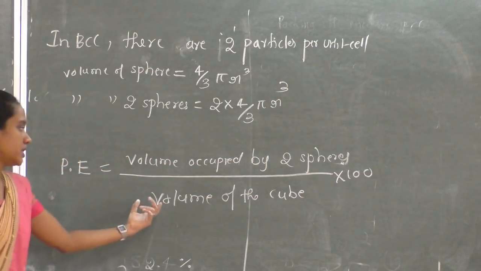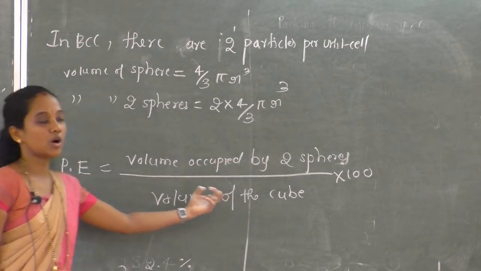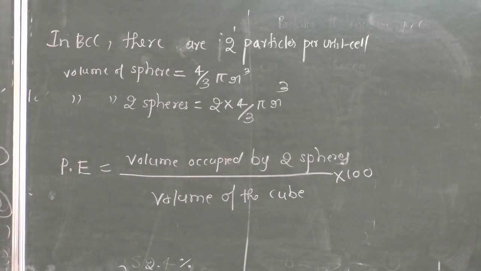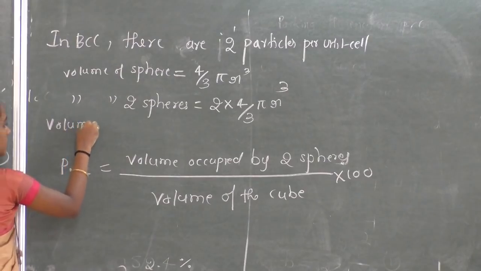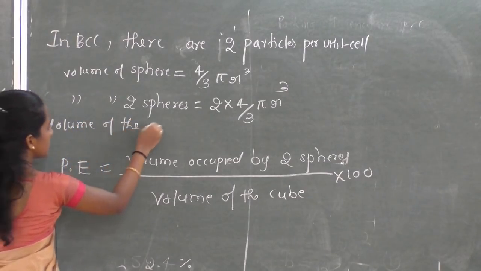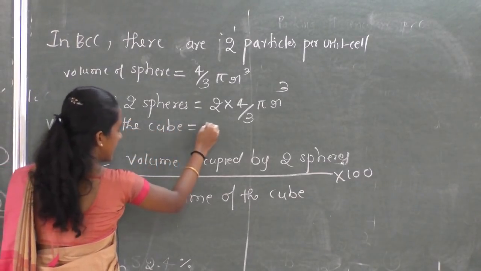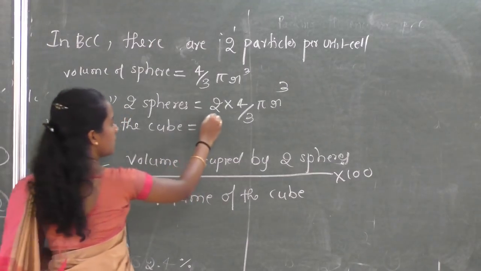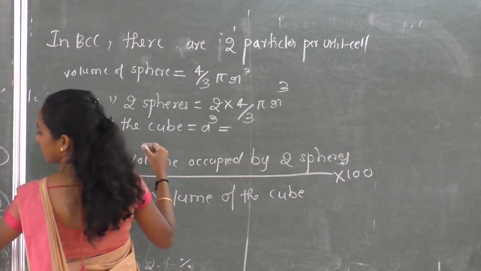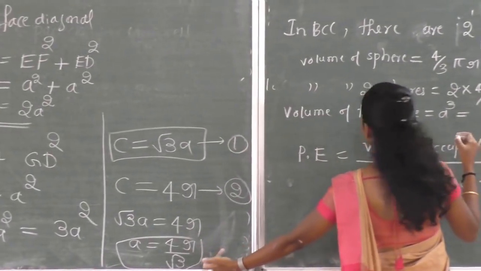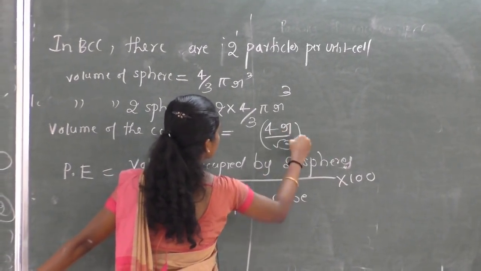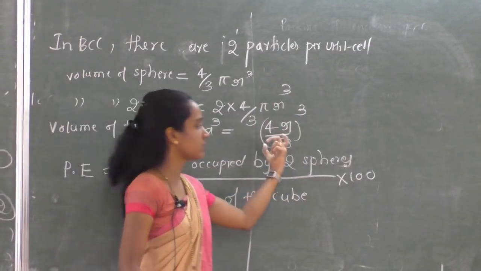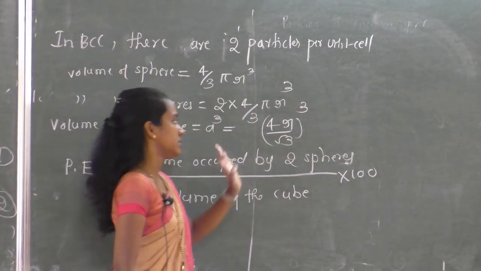Okay, what about the denominator? Volume of the cube is length into breadth into height. So volume of the cube is equal to A into A into A, A cube. What is A here? A is equal to 4R divided by root 3. So I'll write 4R divided by root 3, its cube. No need to simplify it again, that is enough.